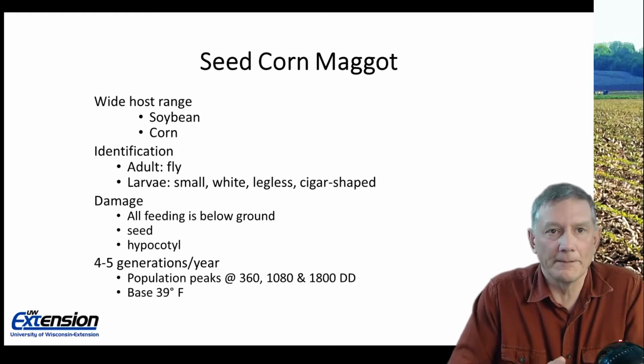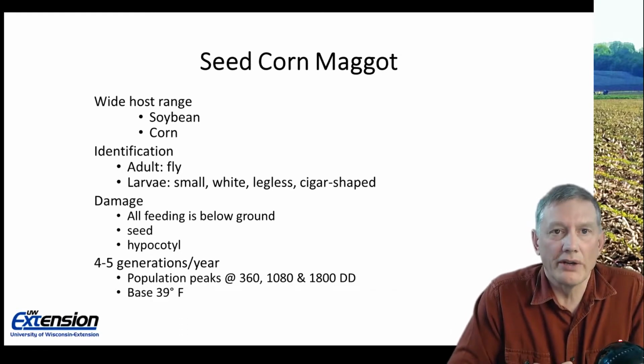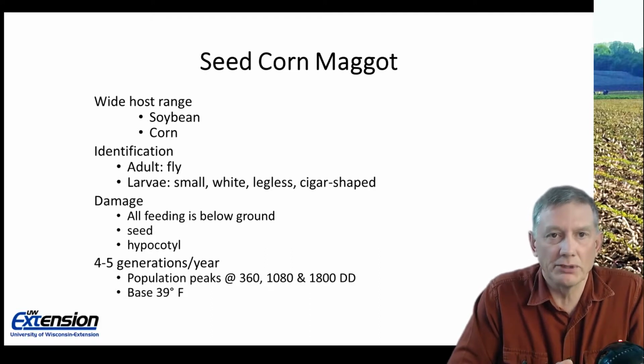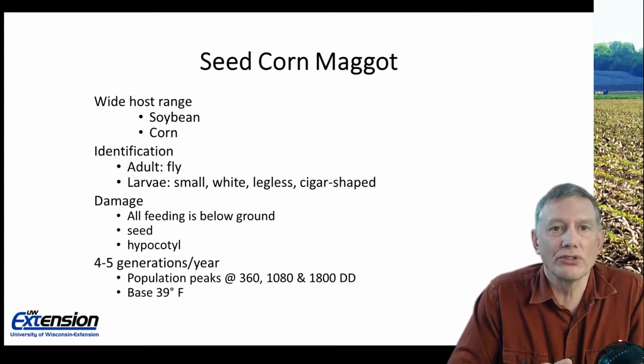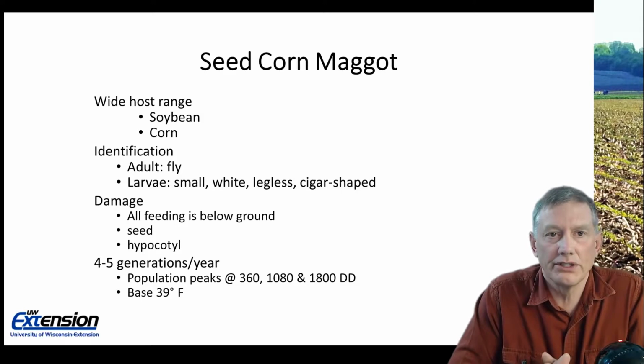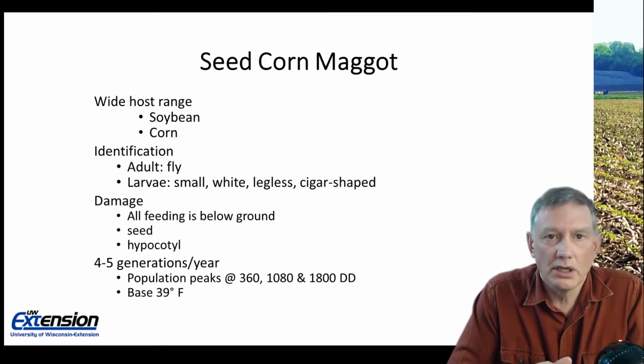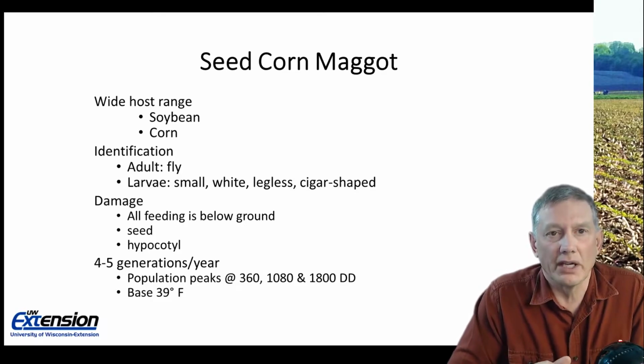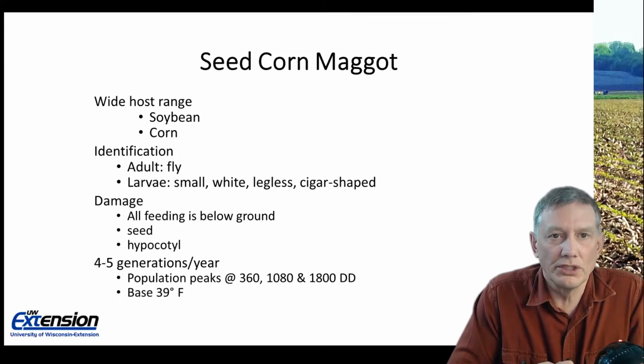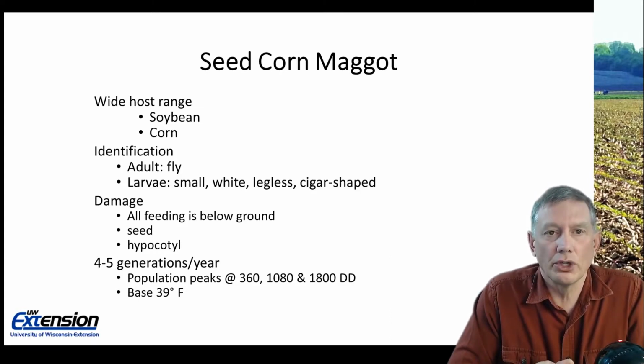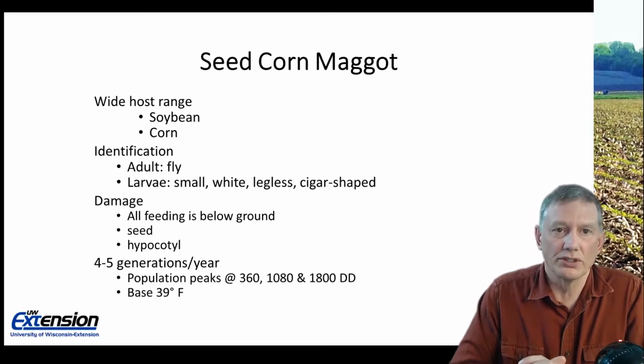First, seed corn maggot. They have a very wide host range. Several garden vegetables can be damaged by seed corn maggots. In the field crop area, however, both corn and soybeans can have damage, but alfalfa or small grains should not have any damage from seed corn maggot. And between soybeans and corn, soybeans are much more susceptible to seed corn maggot than corn is.